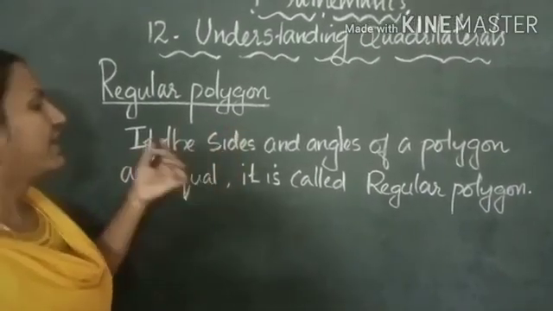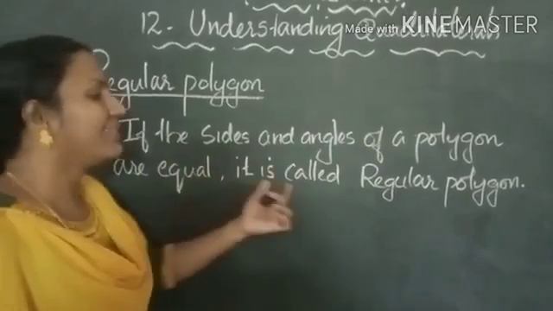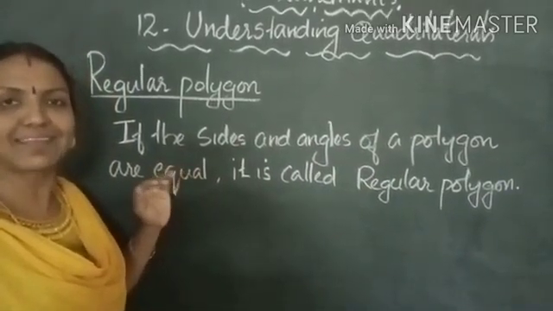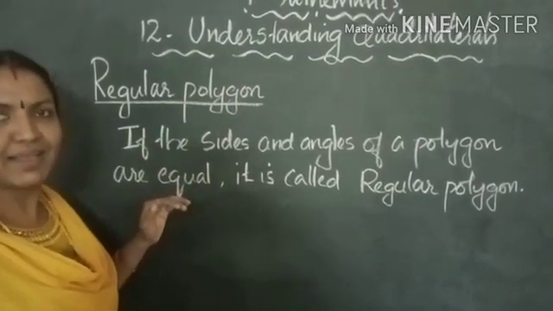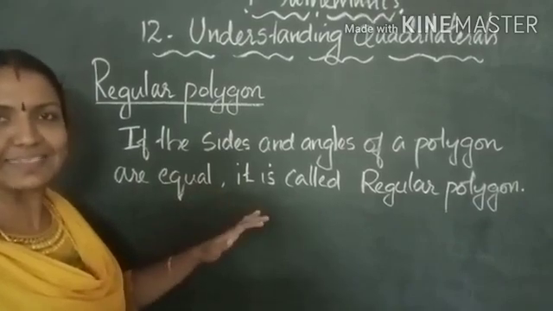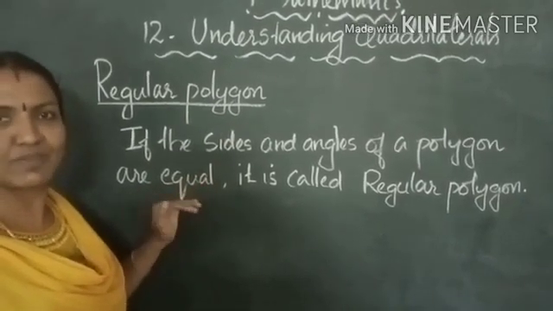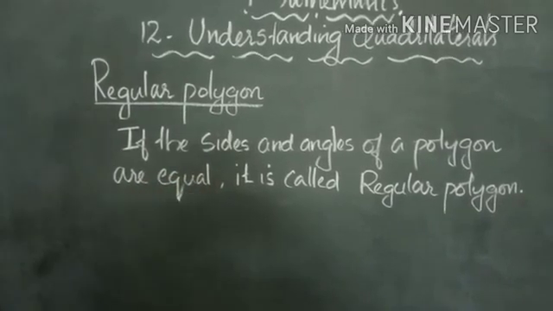Regular polygon. If the sides and angles of a polygon are equal, then it is called a regular polygon. For example, regular pentagon, regular hexagon, etc. Regular pentagon means it's a five-sided closed figure, so five sides and five angles are equal.